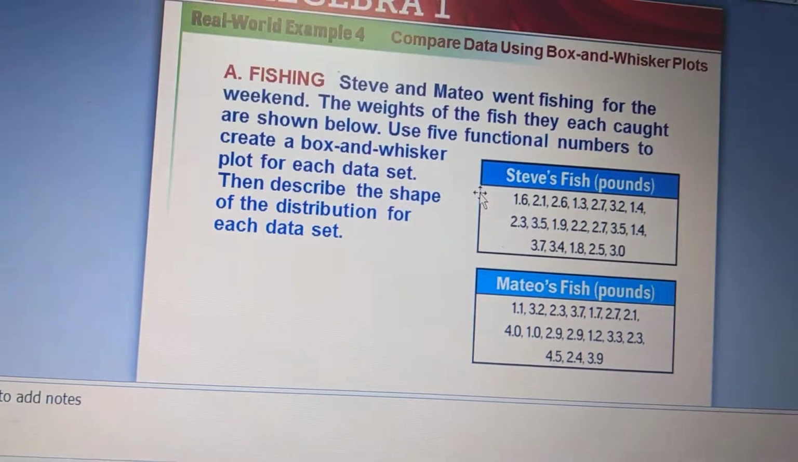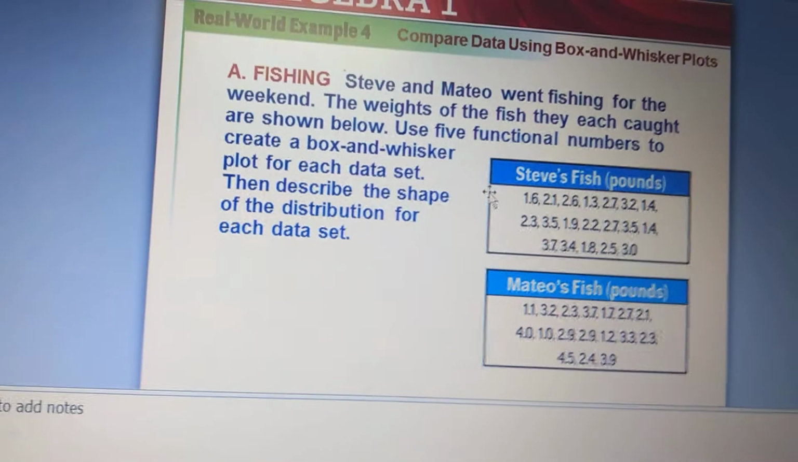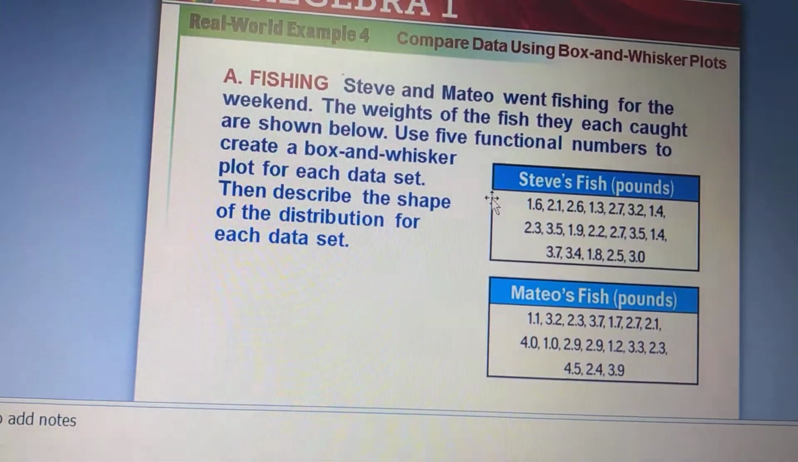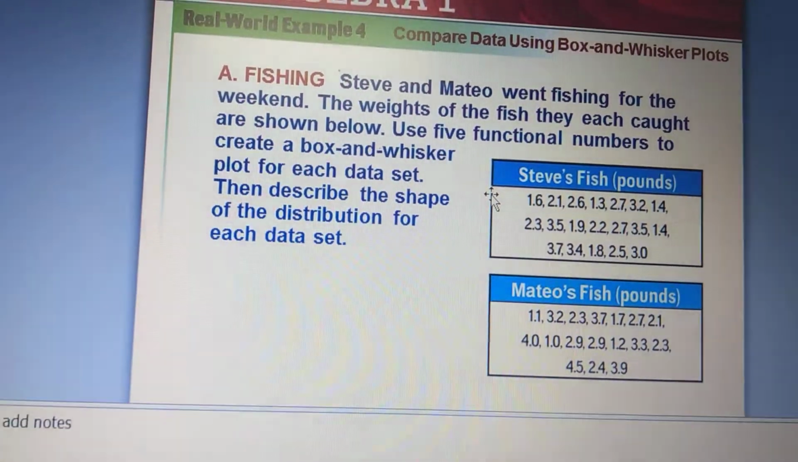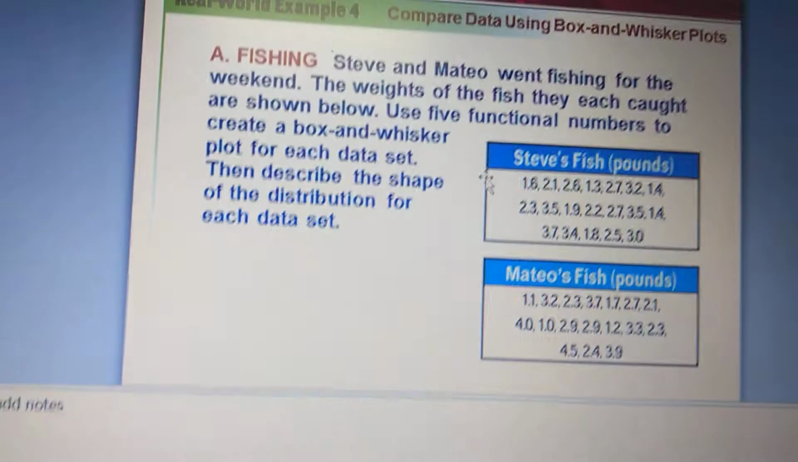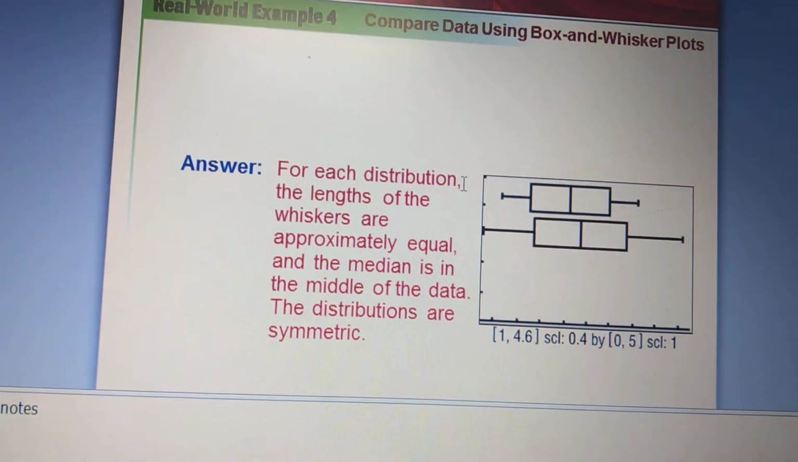This is another example, but here we are going to use a box and whiskers plot. We solved many examples about this. You take Steve's fish and Matthew's fish. You make a box and whiskers plot for the first one and a box and whiskers plot for the second one. Then you compare like this, you see.